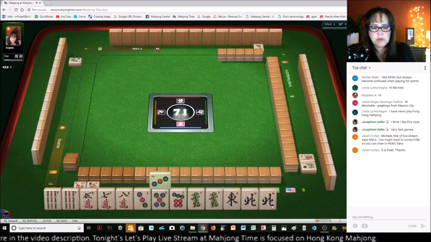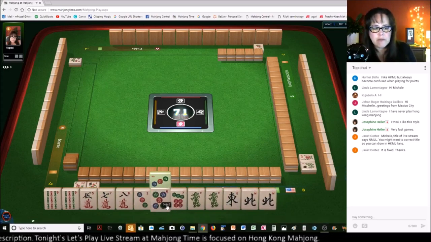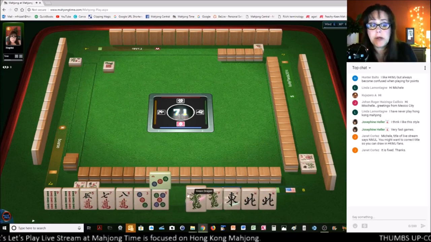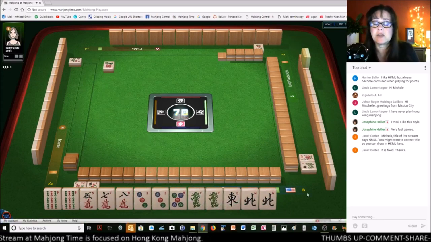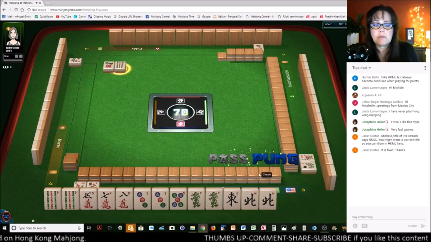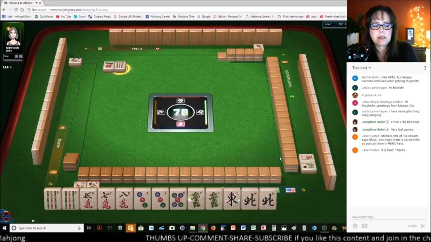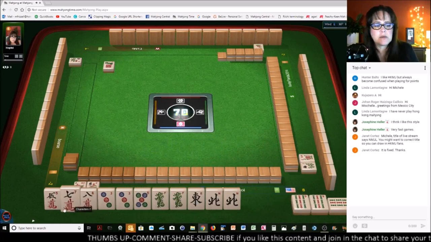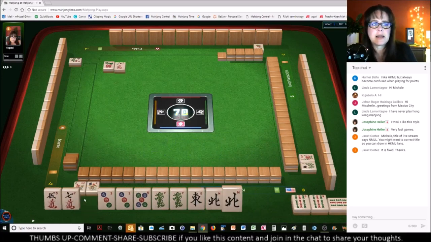Okay, so let's see what we have here. We have pairs. Let's go for all pung. We have four pair. That's a good setup for all pung. The nine bam. We're going to pung it. Pung. Okay, let's go ahead and discard the eight crack.